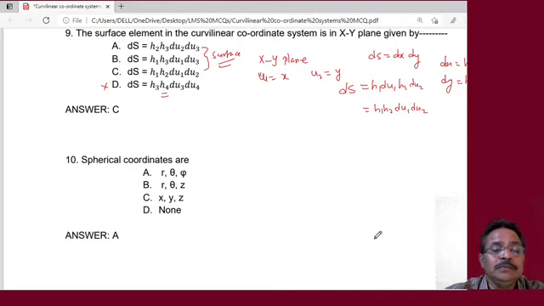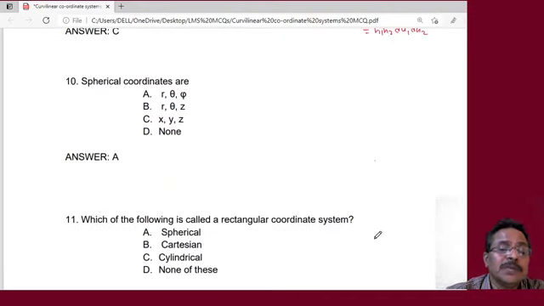Now question number 10: in the spherical coordinate system, what are the coordinates? It's very simple: r, theta and phi. Two are angular and one is linear. We know that r varies from 0 less than or equal to r less than or equal to infinity, so r takes all positive values. Theta in this case varies from 0 to, how much? Theta varies from 0 to 90 degrees.